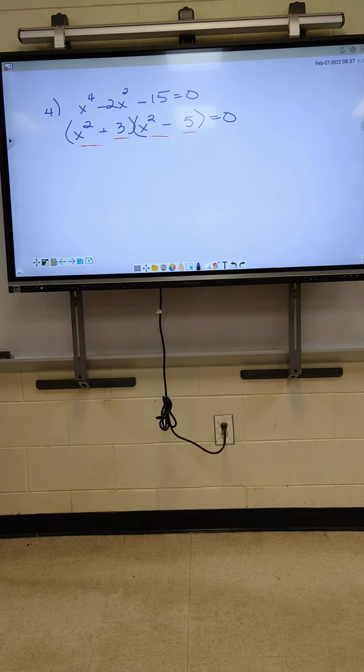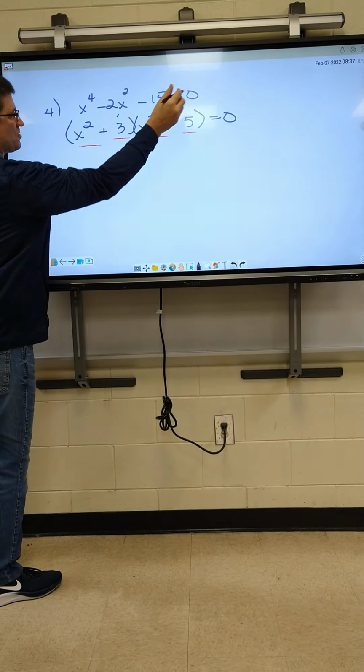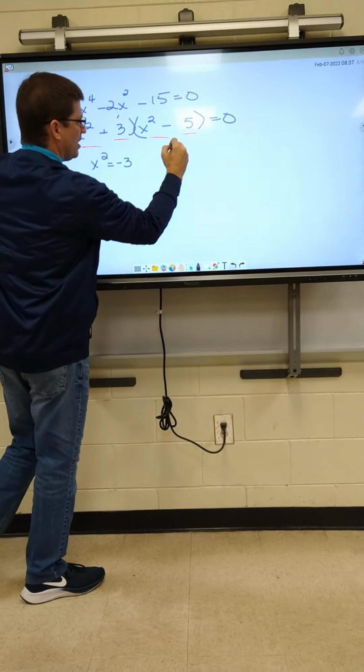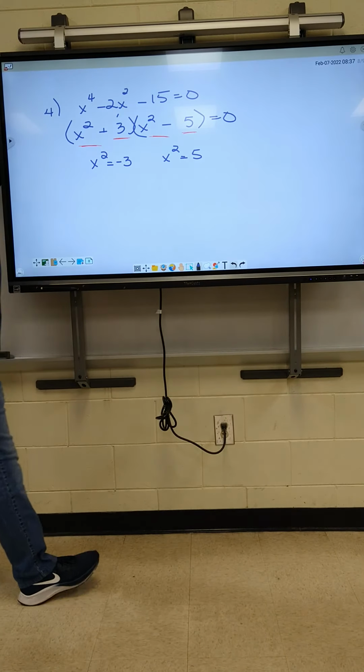All right, next step. If I move +3 across the equal sign, that's going to be x squared equals -3 and x squared equals +5. Write it down.